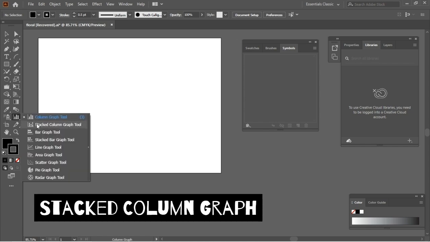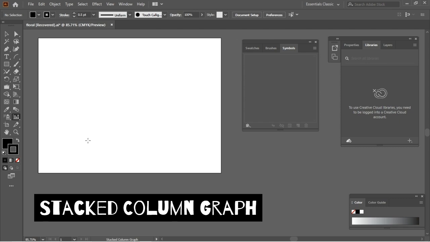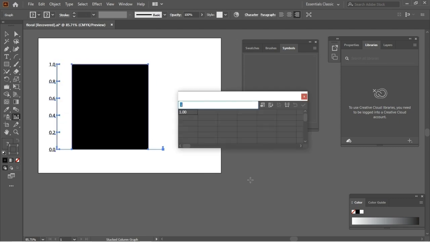Stacked column graph tool looks similar to the column graph, but the columns are segmented within itself, outlining more data from within that particular segment.